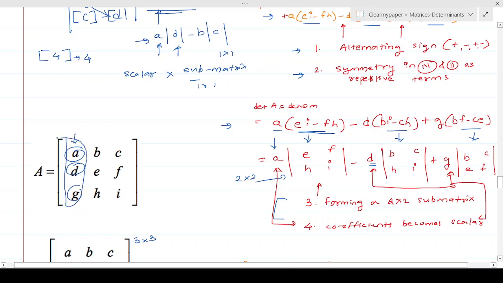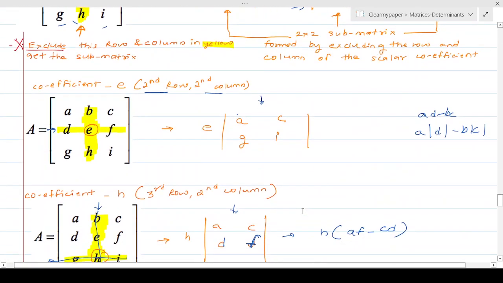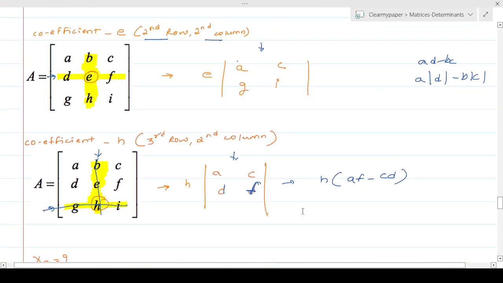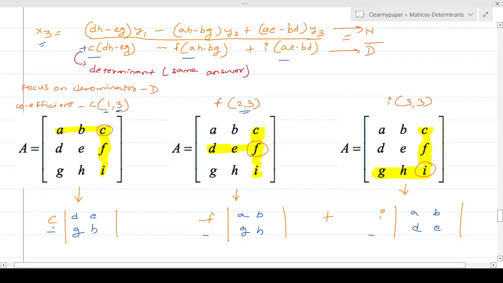That's what I'm trying to find. But if you take x2, and if you see the value is minus B, E, and H, looks like I'm targeting the second column, and for each of the elements in the second column, I'm forming a submatrix. But if you take the x3 over here, looks like I'm targeting the third column, because if you see the coefficients here, C, F, and I, it's C, F, and I. It looks like I'm targeting the third column. So for each of the third columns, I'm trying to form a submatrix. But the answer of the determinant is still the same.